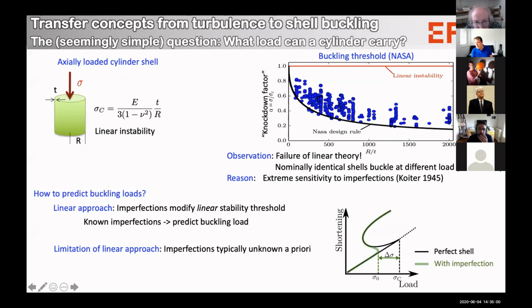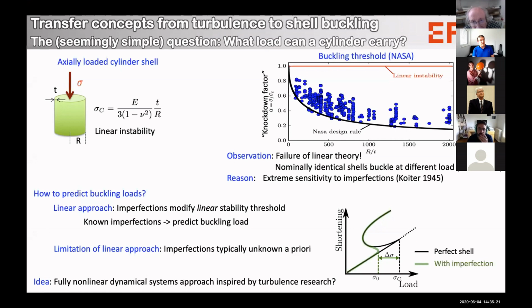But we want to do something different. And you shouldn't be surprised by this by now, we want to do a fully nonlinear analysis, inspired by exactly these dynamical systems methods that I explained to you in the setting of fluid dynamics. So why would one want to do this? Well, the reason is the following.